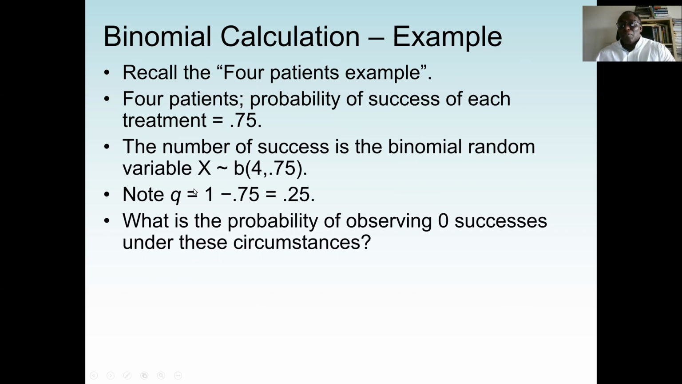But here we have 4 patients, so you have to be between 0 to 4. So the first example is here given. What is the probability of observing 0 success under this condition?